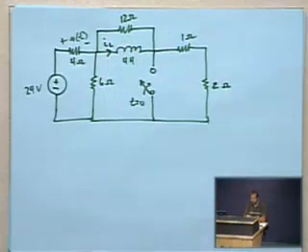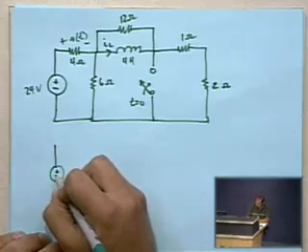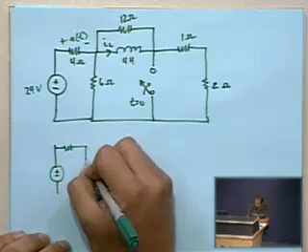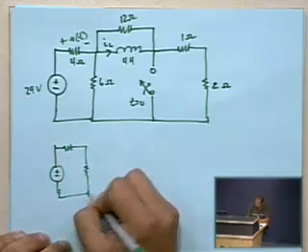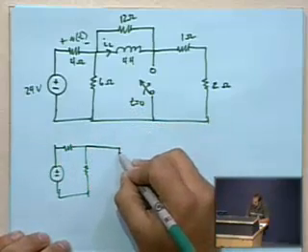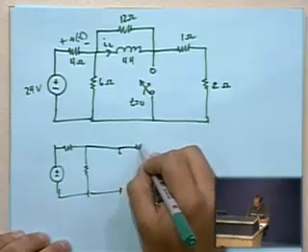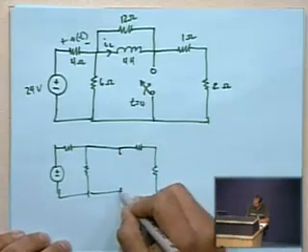So first thing that we need to do is draw the circuit at steady state before the switch closes, so that we can make sure that we do this right. So we've still got that source. I'm going to try to draw this a little quicker. This is a short. This is still open because the switch hasn't been closed yet. And we've got that and that.